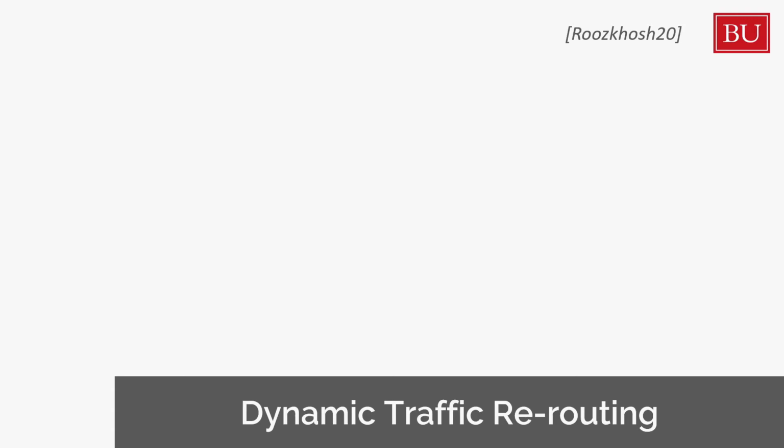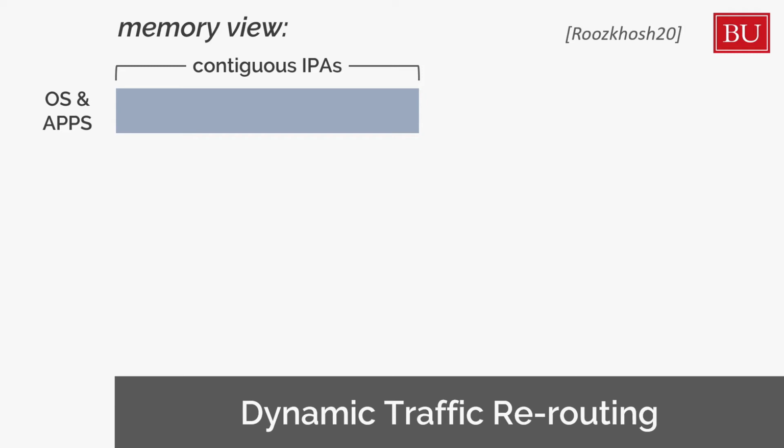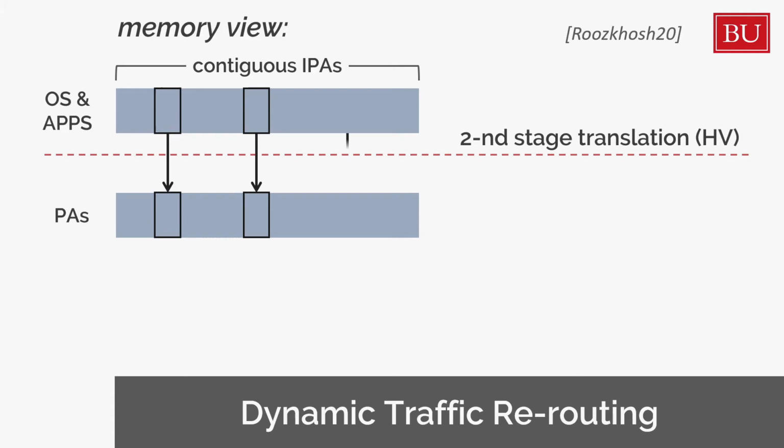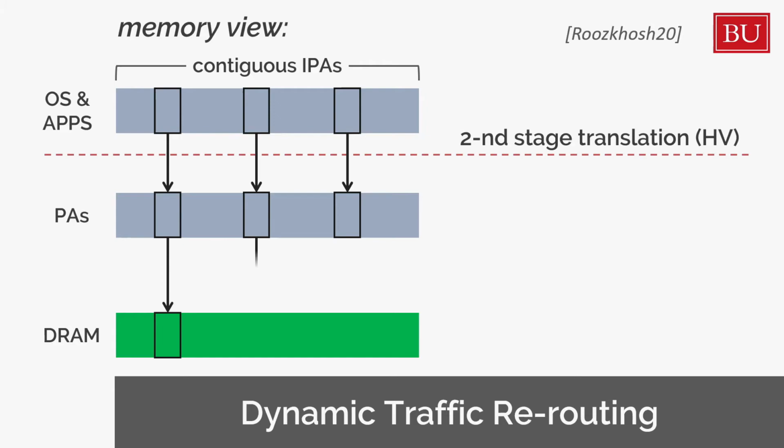But from a point of view of a system perspective, how do we reroute traffic? Well, essentially here, we have to remember that from a point of view of the hypervisor, in this case, Jailhouse RT, right? The guest OS is typically allocating a set of contiguous IPAs. So these are intermediate physical addresses. And then the hypervisor is responsible for managing the translation between IPAs and actual physical addresses, right? And then what we know is that essentially a physical address maps to a location of DRAM.